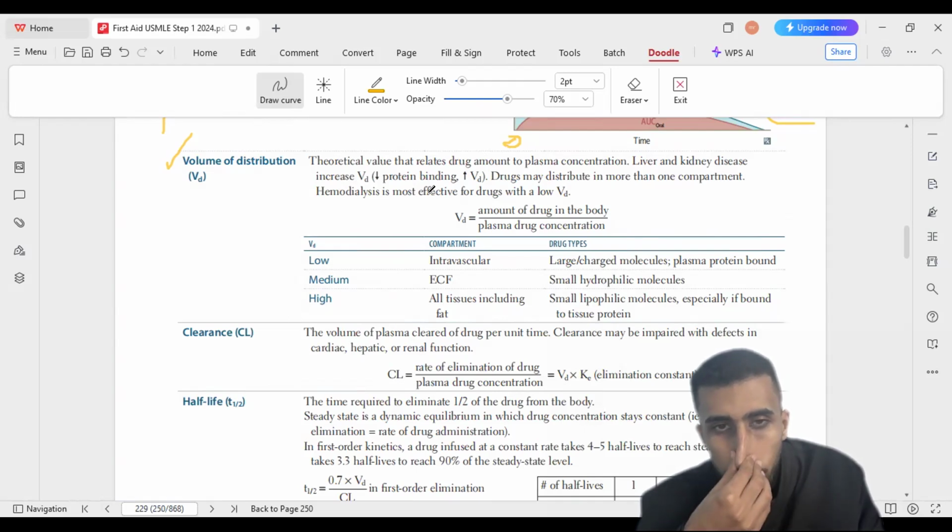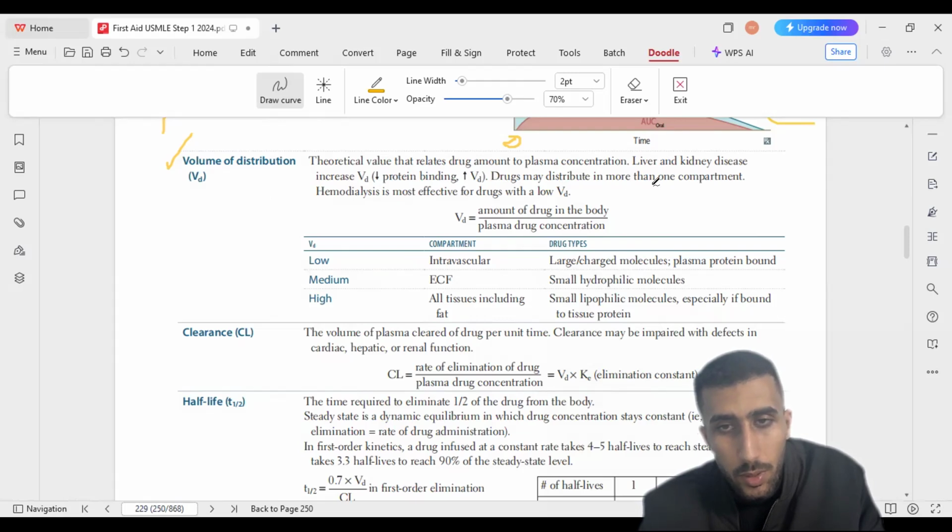And liver and kidney disease, of course, increase volume of distribution. Why is that? Because of decreased protein binding. Decreased protein binding makes the drug able to go anywhere. The liver and the kidneys are manufacturing proteins, and when you have kidney disease, you have microalbuminuria, and the protein is going to go into the urine. So decreased protein is going to decrease protein binding, and consequently more drug is liberated to move around and go into the extracellular fluid and the other tissues.